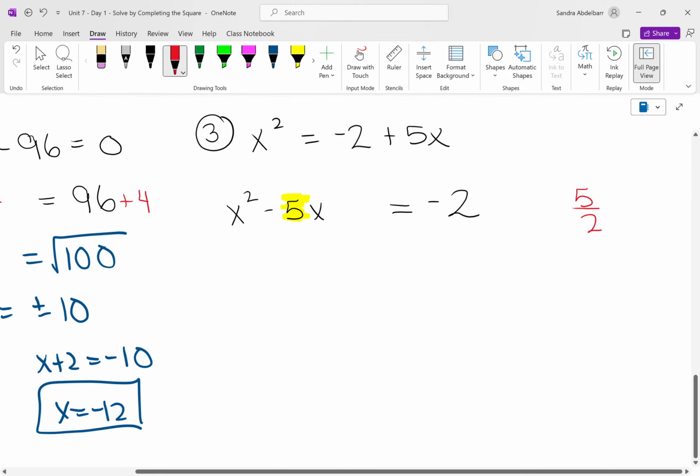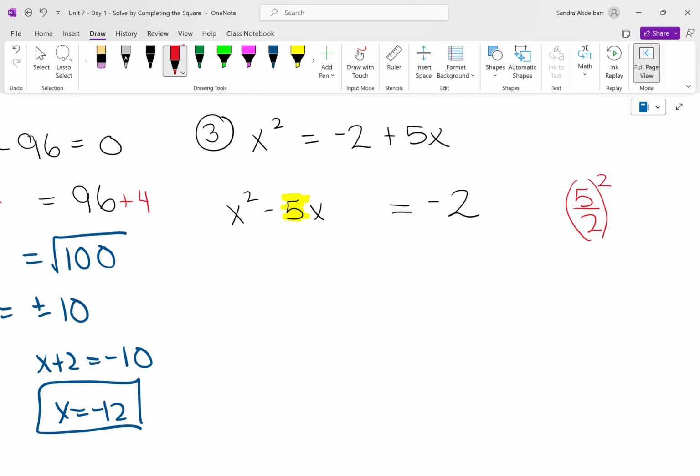So what do I mean when I say I would choose to leave it as an improper fraction? I would say, okay, well, we're taking 5, dividing it by 2, so I'll leave it as 5 over 2. And then after you take half the x term, what do we do? We square it. So if I'm going to take 5 over 2 and square it, don't I end up with 25 over 4? So now I'm going to add 25 over 4 to the left side and to the right side.